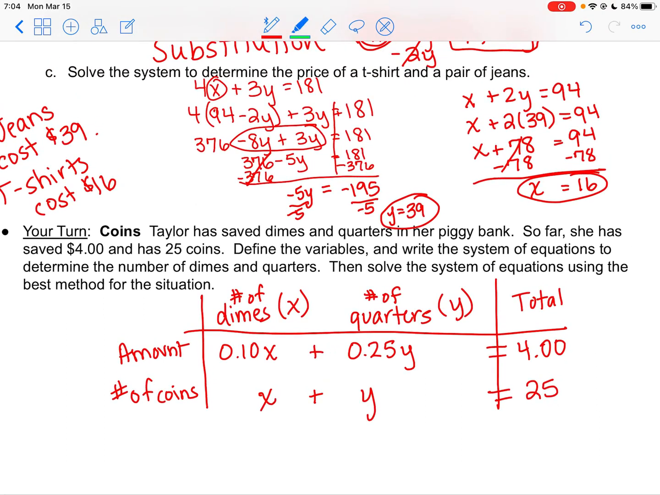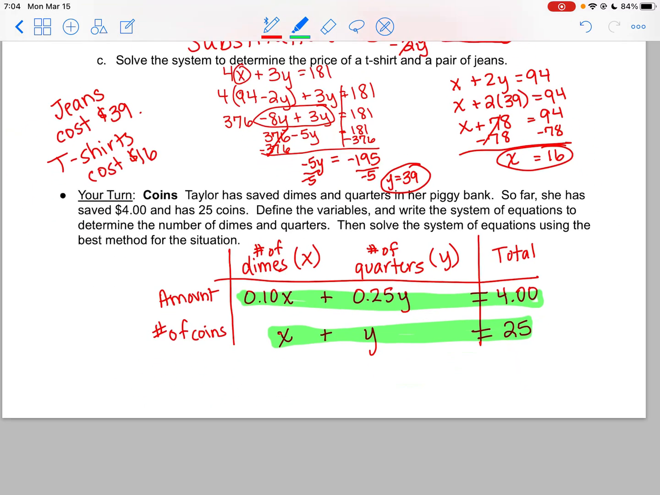So the system here is these two equations: 0.10 X plus 0.25 Y equals 4, and X plus Y equals 25. So these two equations are my system.